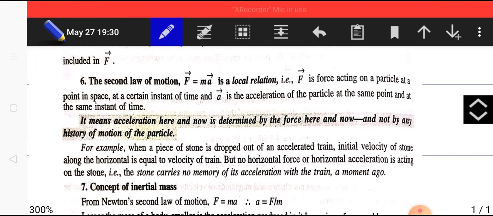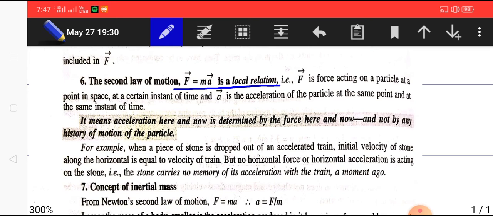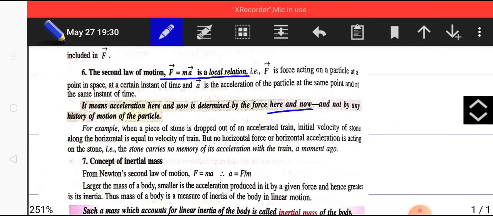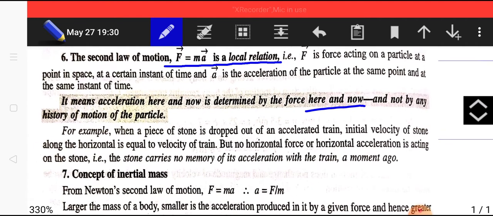Second law of motion is a local relation, which means at which point, if at a particular point we are applying force, then acceleration of that point is calculated and at that time only. So it's a here and now law, and not by any history of the motion of particle it got affected. It is only the result of present force.